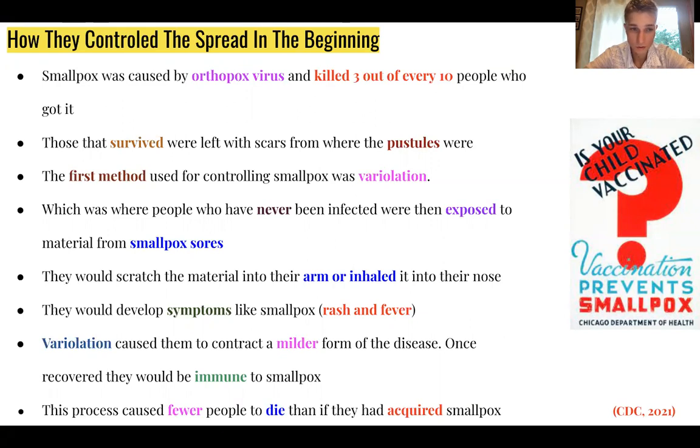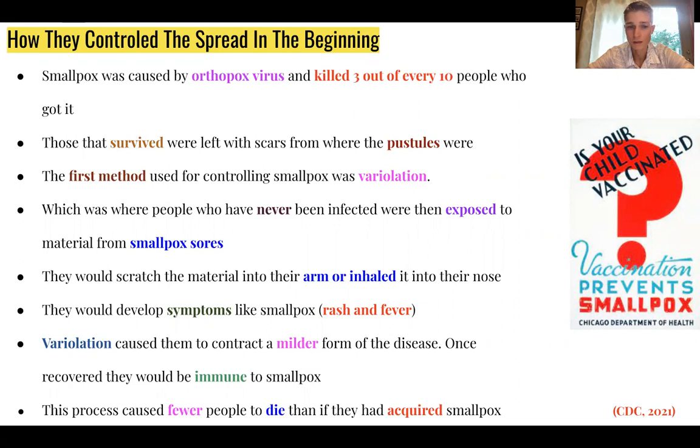spread of smallpox. So the first method we came up with was variolation. And variolation is basically where they took the smallpox spores and they exposed it to someone that had never been infected with smallpox. They did this by putting it on their arm or through inhaling it through the nose.